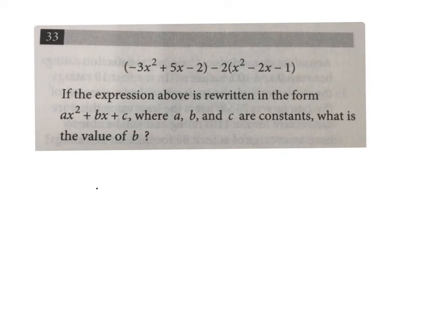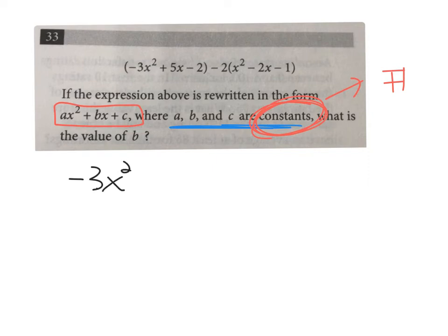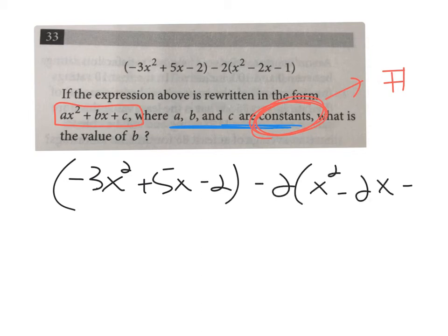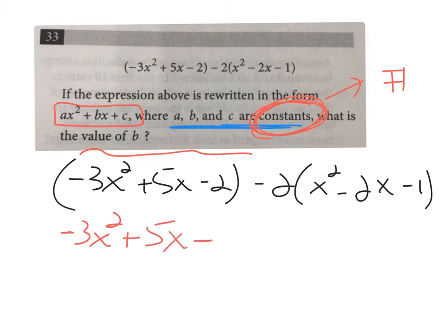Problem 33. If you have this expression, and it's rewritten in the form ax squared plus bx plus c, a, b, and c are constants, so again, there's that math word, a constant, it just means a number, what is the value of b? So very similar to the earlier question that we did, I'm going to simplify this expression. The first term is going to stay as is, so I'm just copying over negative 3x squared plus 5x minus 2.